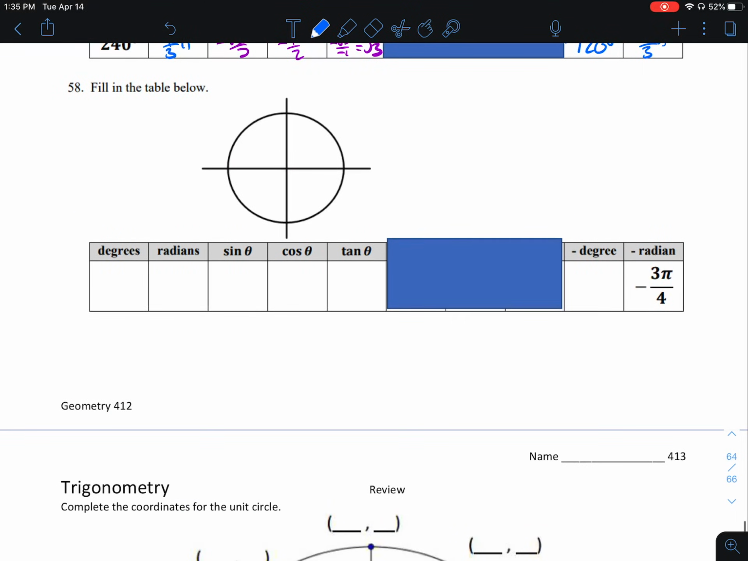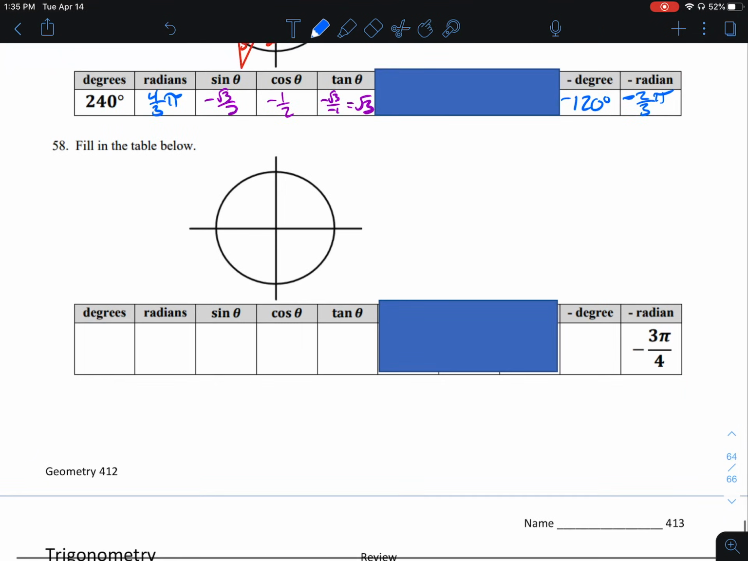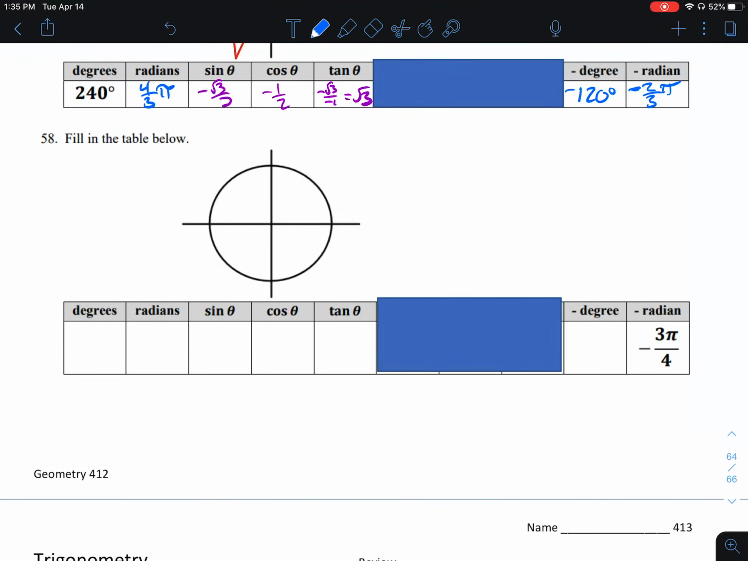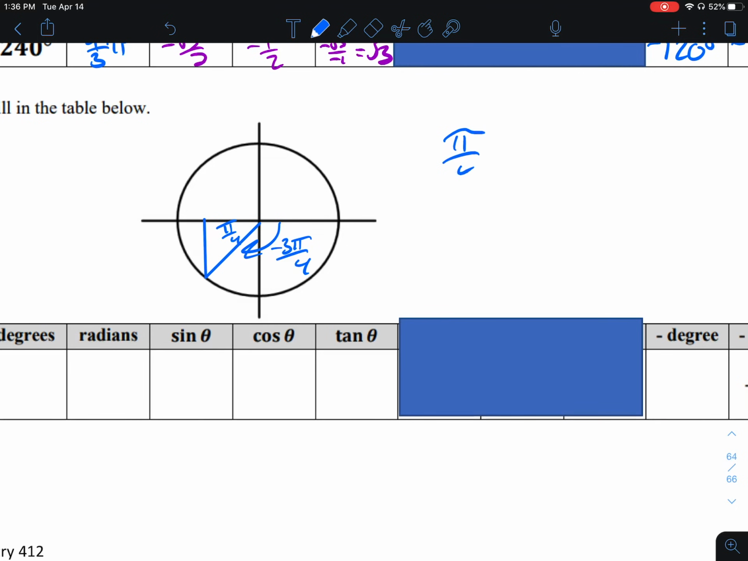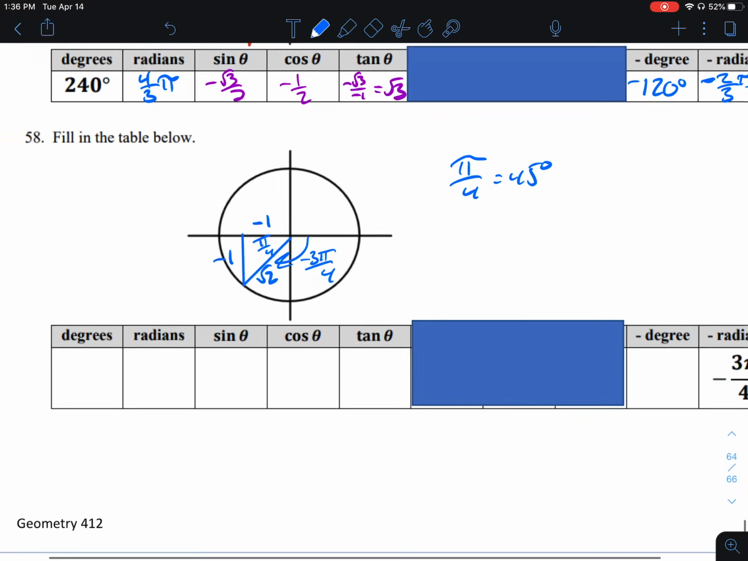All right, 58. We are given a negative radian angle of negative 3 pi over 4. That's going to put us in quadrant 3, making the reference angle pi over 4. So if the reference angle is pi over 4, we can answer these questions here. Pi over 4 is the same as 45 degrees, so this is a 45, 45, 90. The legs are both -1, and the hypotenuse is square root of 2.